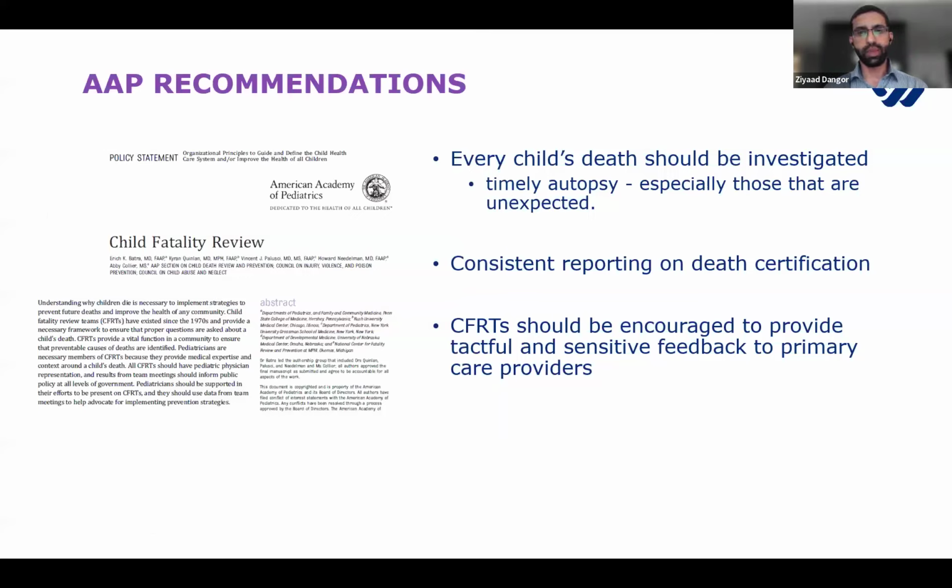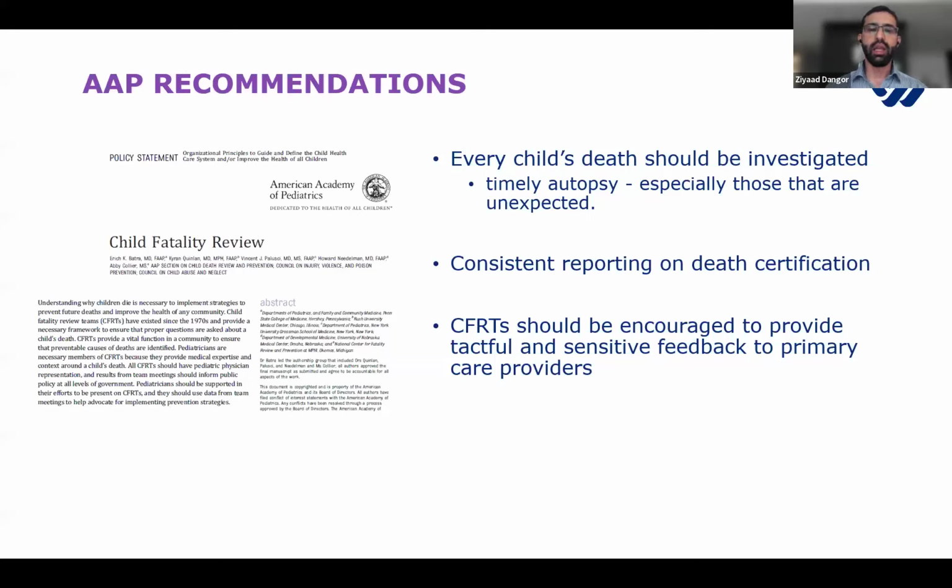The second thing they're saying is that there needs to be consistent reporting of the death certification, and that's an important component of today's talk. And the last thing they're saying is that we should be encouraged to provide sensitive feedback to primary care providers. And I think this is an important one.